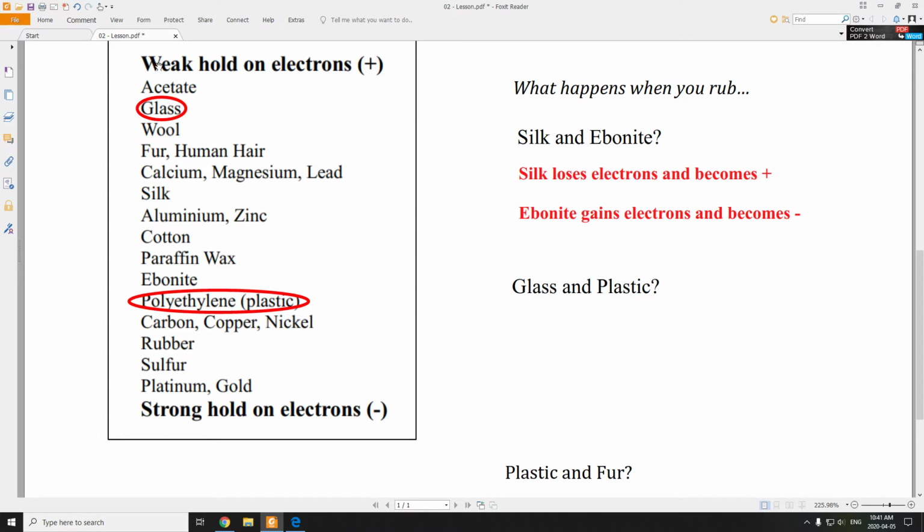Okay, in this case, glass is closer to the top. That means it has a weak hold. It will lose the electrons. If it loses them, it becomes positive. Glass loses electrons and becomes positive. The plastic or polyethylene, plastic is closer to the bottom. It has a stronger hold on electrons. It's going to grab the electrons and hold on to them. More electrons means a negative charge. Plastic gains electrons and becomes negative.